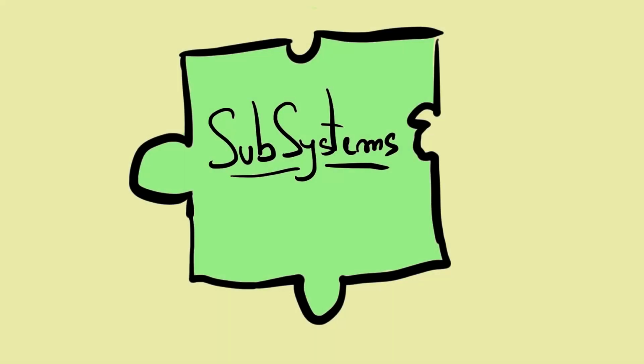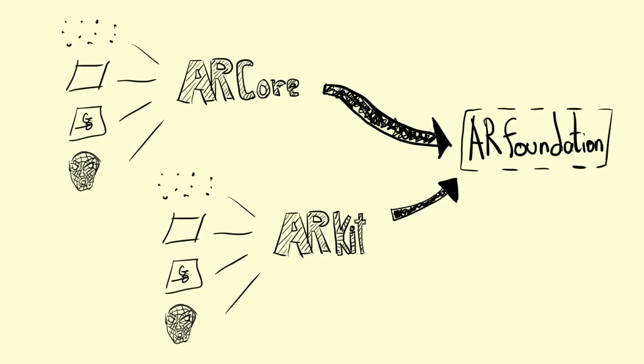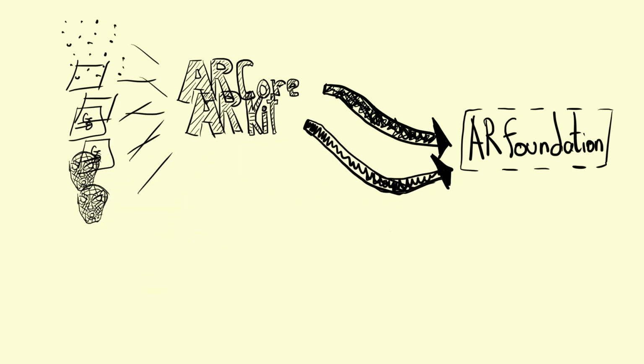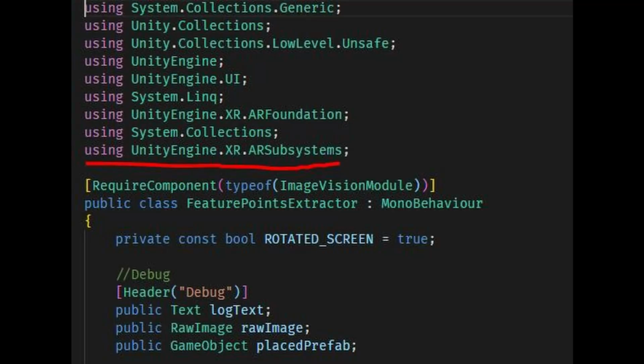Subsystems. ARFoundation is just a wrapper. You would still need to import ARCore or, respectively, ARKit, depending on what you need. Since the two libraries are very similar, most of their methods are called in a similar way. These interfaces are called subsystems and are mostly accessed under the namespace of UnityEngine.XR.ARSubsystems, which you're going to use a lot.